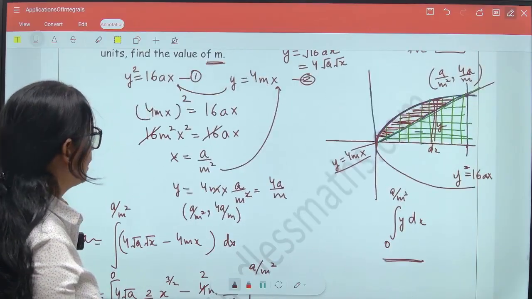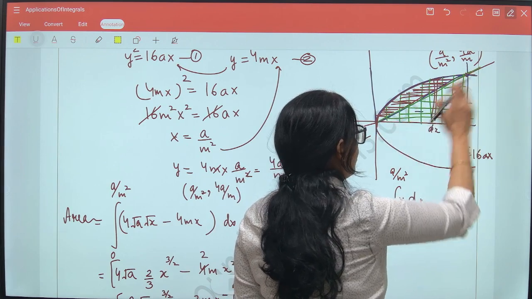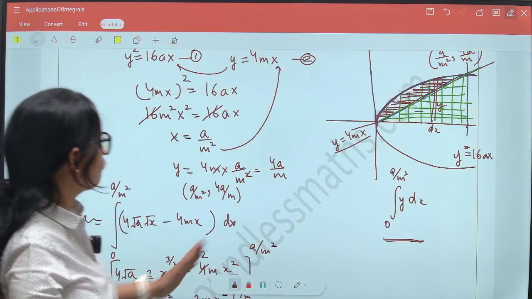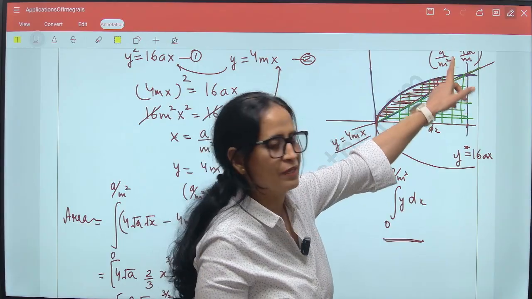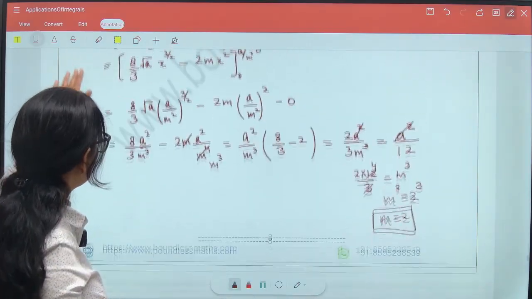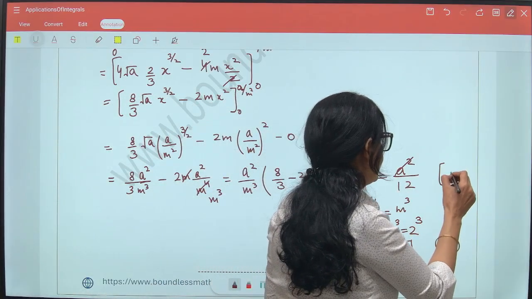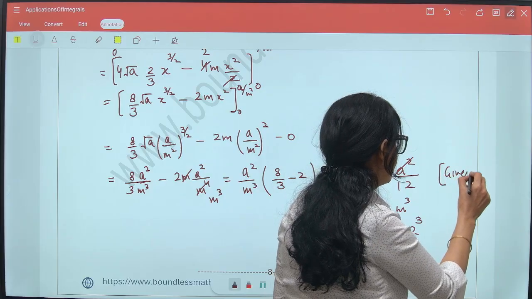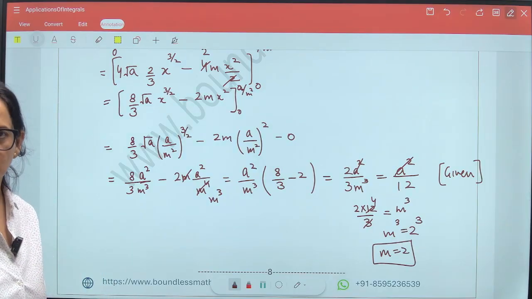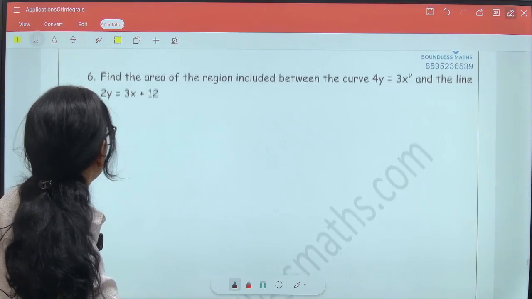So let's see what we have done. We have found the area of this parabola and taken away the area of the straight line. Their difference needs to be integrated from 0 to the x coordinate of the point of intersection, that is a upon m square. And when you integrate, just keep on simplifying. Now equate it to a square by 12. You can write here that the given area is a square by 12, and then you get the value of m, that comes out to be 2. Understood? Great. So let's move to the next question.